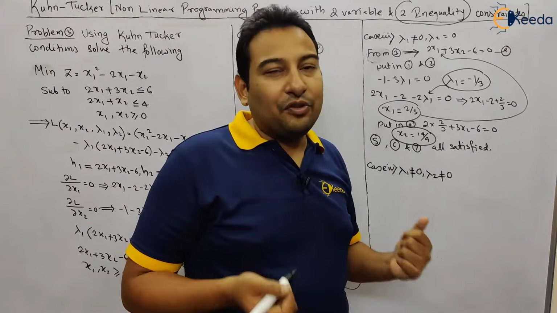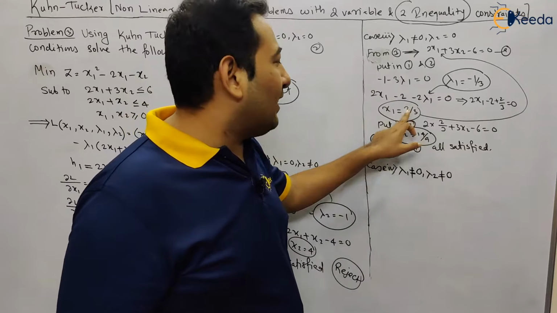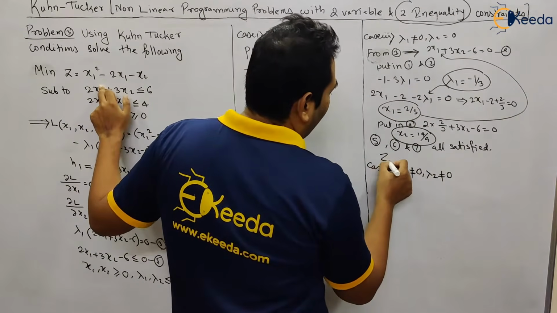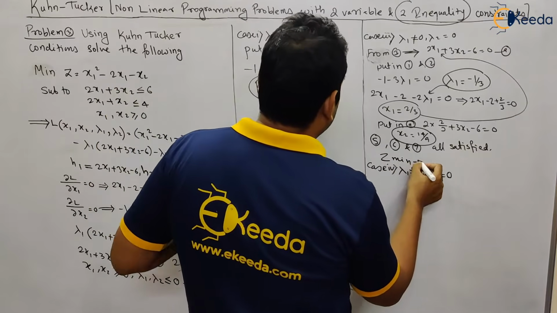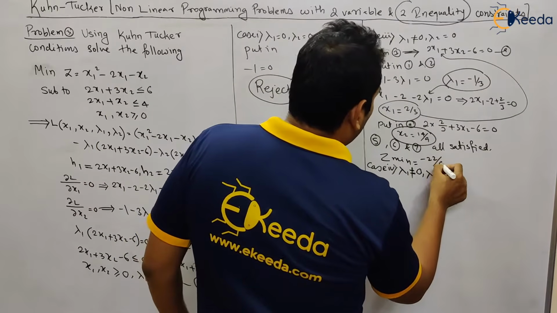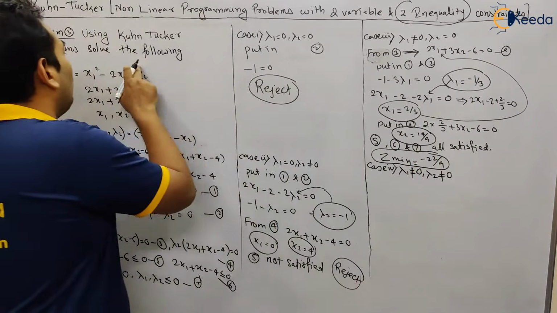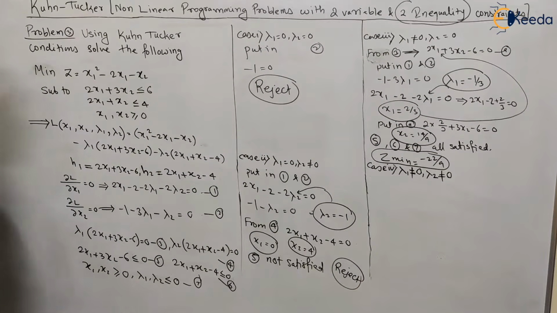All are satisfied. That means we're going to accept this pair. X1 and x2 are my final values. If I put in z, I'm going to get the value of z minimum as minus 22 upon 9. Please check. Please put x1 and x2 in z and check the value.